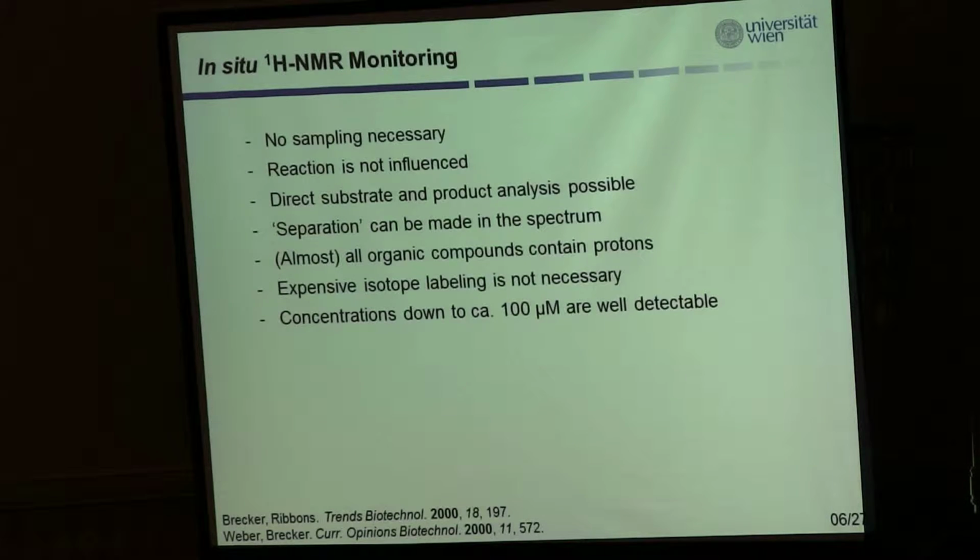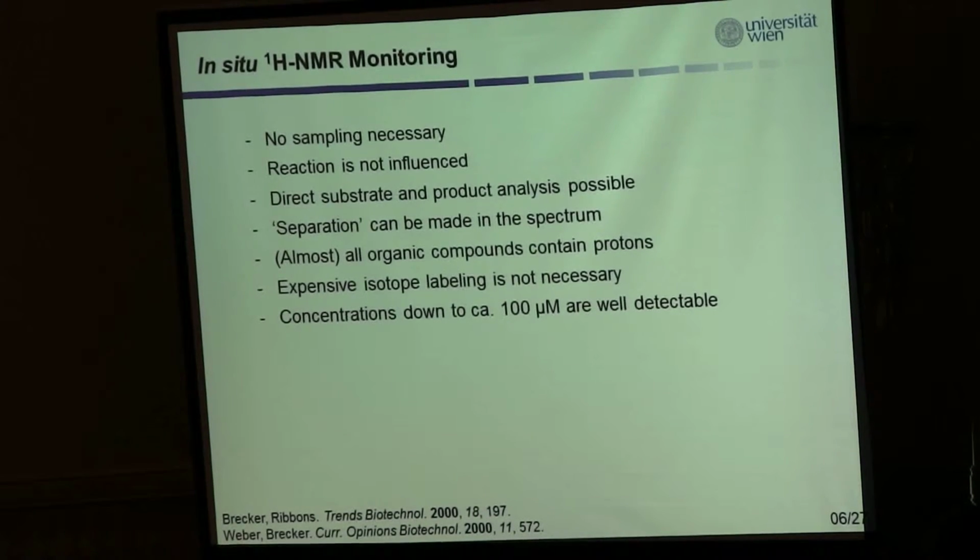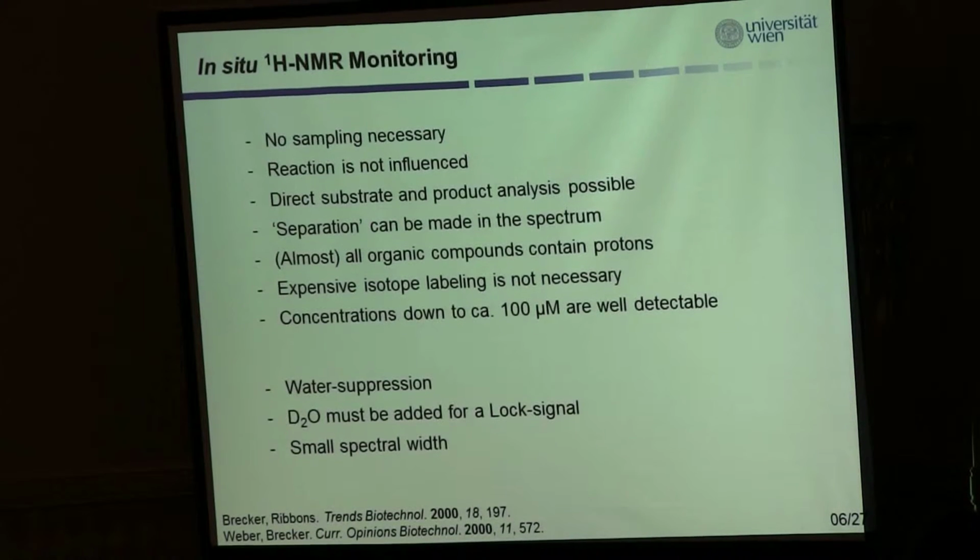There we run the reaction and no sampling is necessary. So the reaction is not influenced, and we have direct substrate and product analysis during the reaction. The separation is made in the spectrum and not on the desk, and we can see almost all organic compounds because they all contain protons. So we do not need expensive isotope labeling, and we can measure concentrations down to meanwhile much less than 100 micromolar. But with plenty of light, there is some shadow.